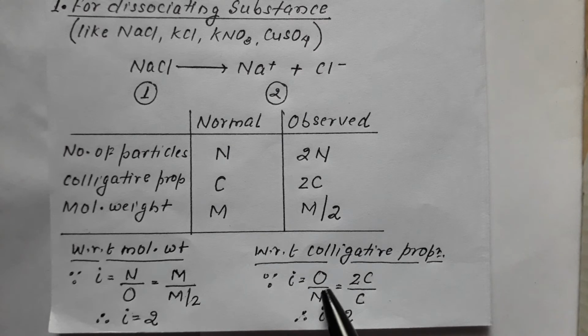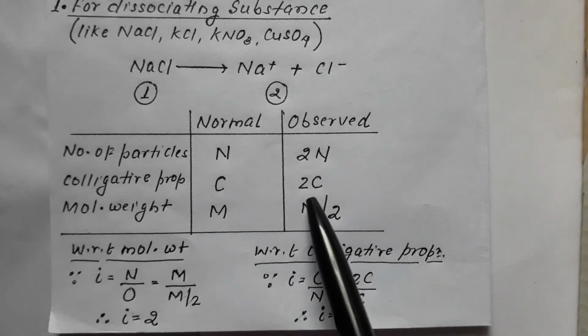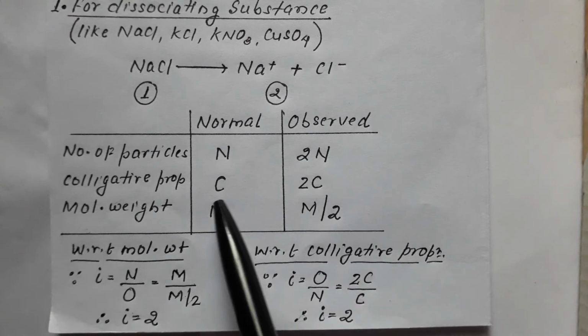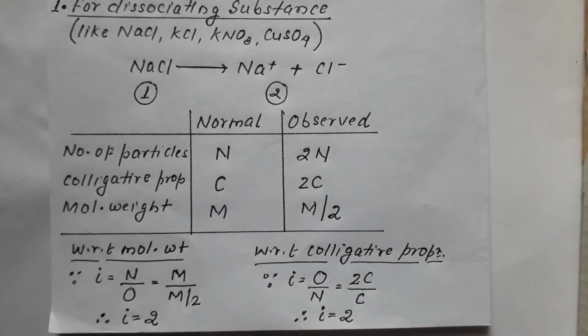So what is the value of observed colligative property? The value of observed colligative property is 2C. What is the value of normal colligative property? It is C. So i is equal to O by N with respect to colligative property. Observed is 2C, normal is C, C cancels, i comes to be 2. So may it be with respect to molecular weight or colligative property, for NaCl the value of i is coming to be 2.